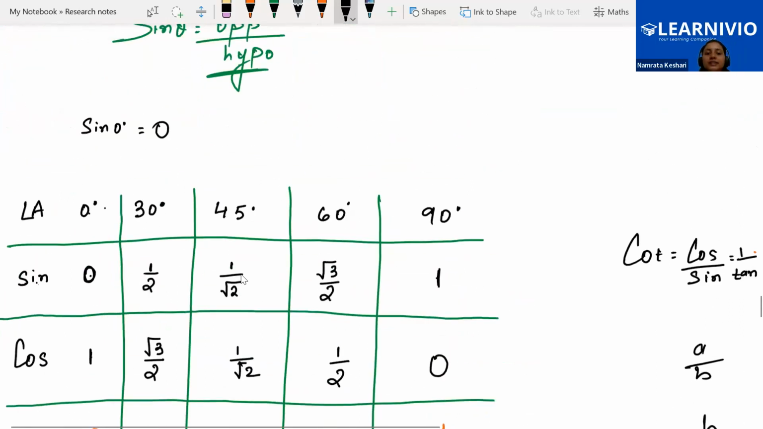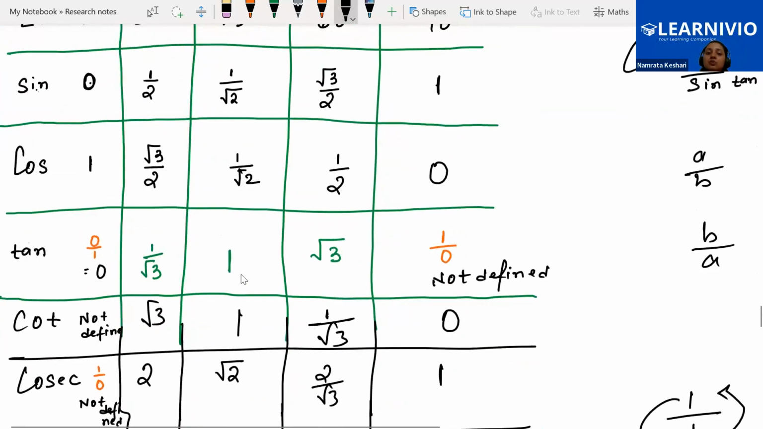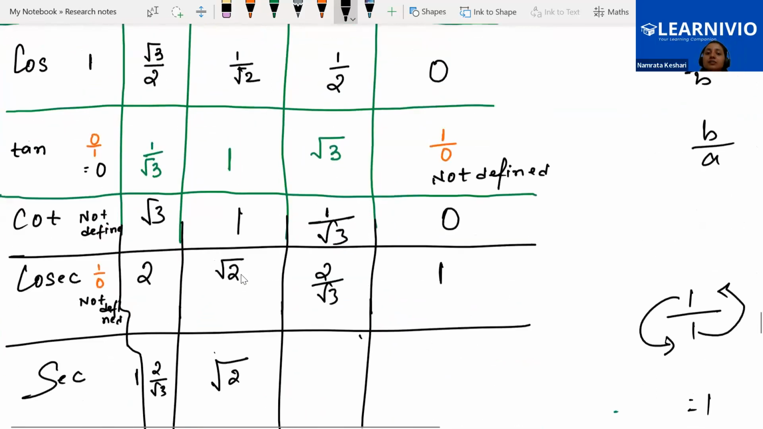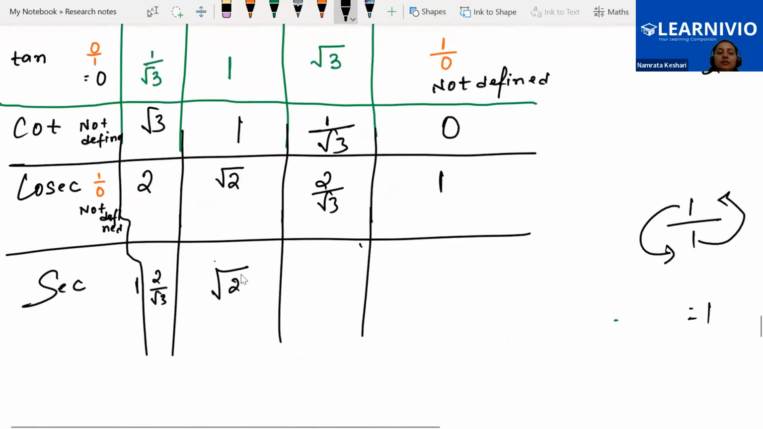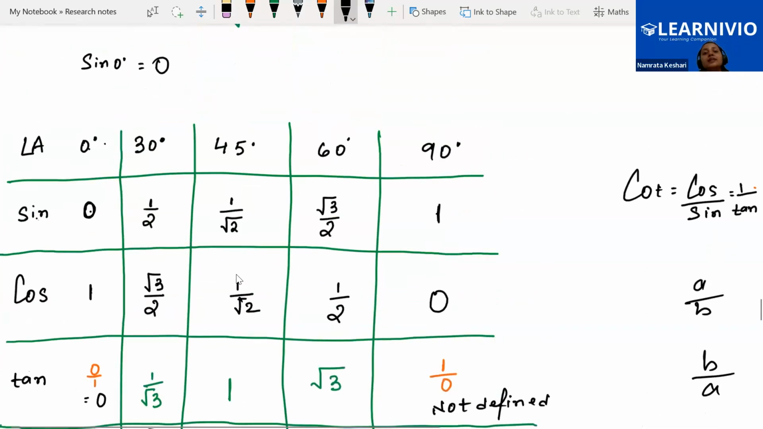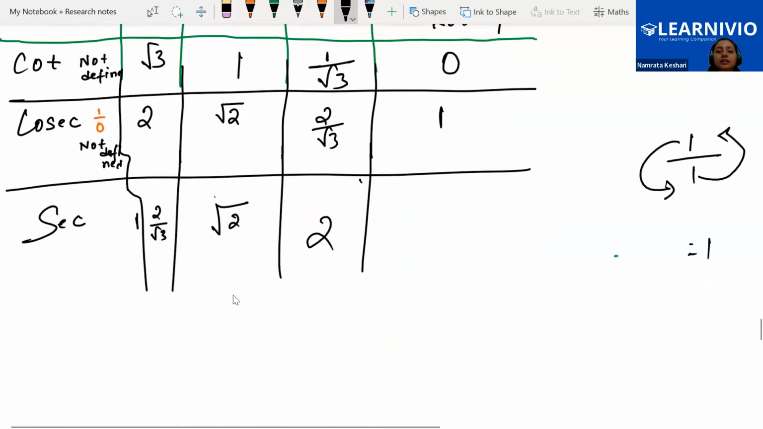Now, cos 60 degrees is 1 by 2. The reciprocal of that is? The reciprocal of 1 by 2 is 2 by 1, which is only 2. Okay. Now cos 90 degrees is 0. Here we have to be careful. If we take the reciprocal, 0 can be written as 0 by 1, so the reciprocal will be 1 by 0, and that is not defined. Yes or no?